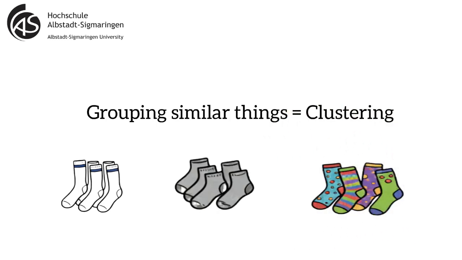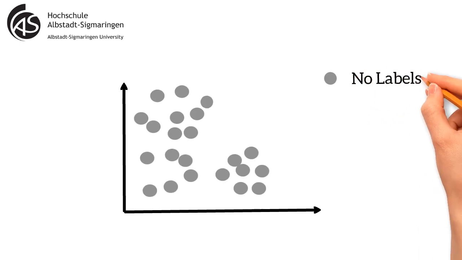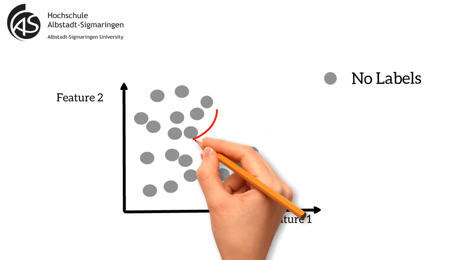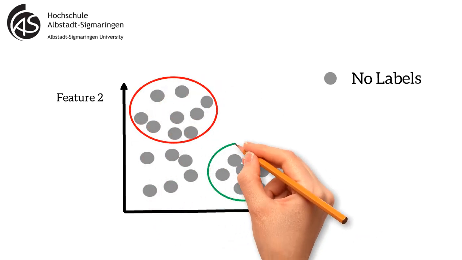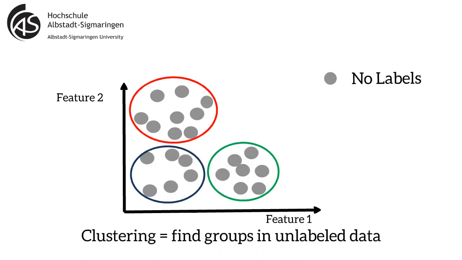In machine learning, clustering does the same thing but with data instead of socks. It automatically groups similar data points together when we do not have labels. Clustering is an unsupervised learning method, which means we do not give the algorithm labels like good customer or bad customer. Instead, we give it raw data points, and it tries to discover patterns by grouping similar points together. These groups are called clusters, and each cluster should contain points that are more similar to each other than to points in other clusters. We use clustering when we want to explore data, find hidden structure, or make sense of large, messy datasets without clear categories.